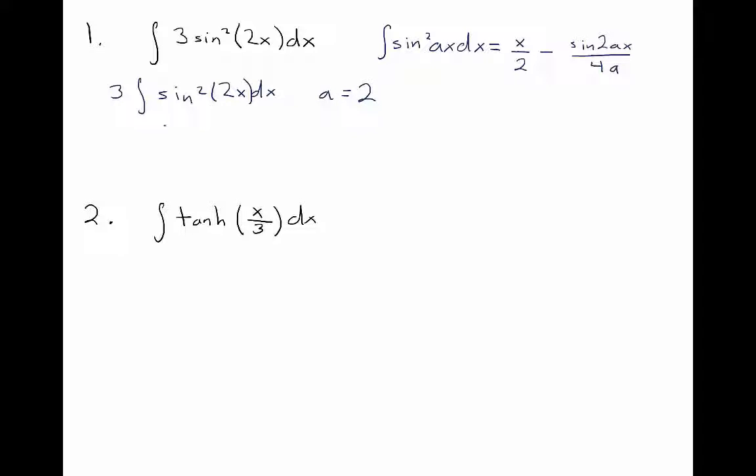So what we get is 3 times x over 2 minus sine of 2 times 2, which is 4, divided by 4 times 2, which is 8. Don't forget your plus c, and it doesn't matter if you put your plus c multiplied by the 3 or not. 3 times a constant is still an arbitrary constant.